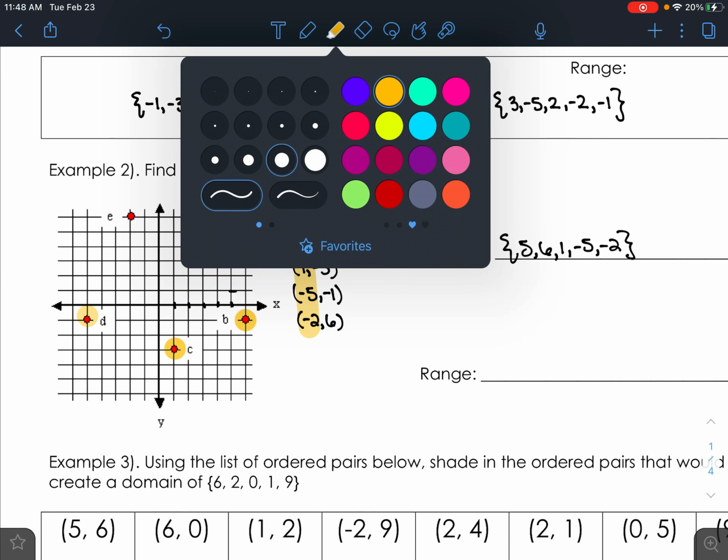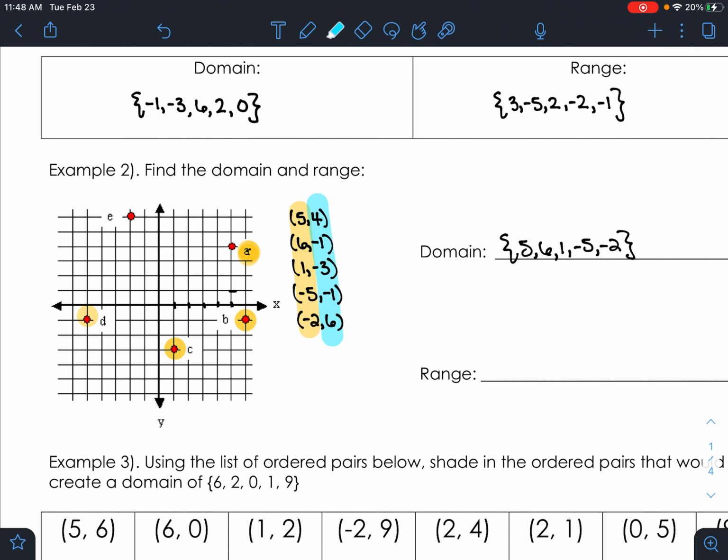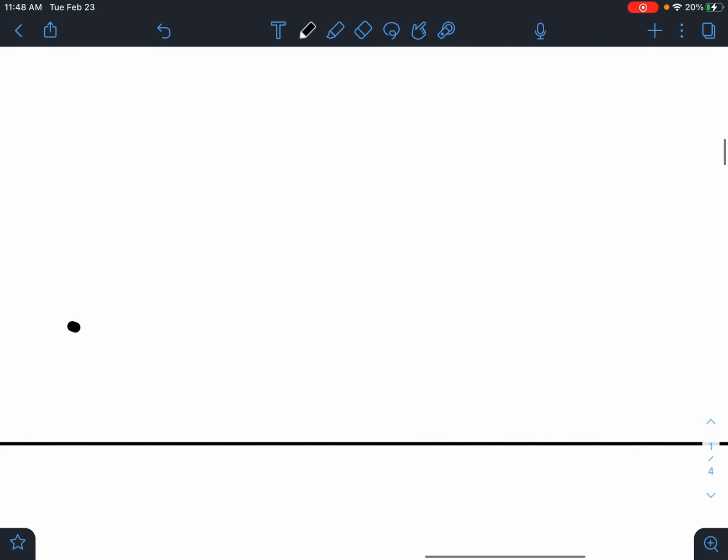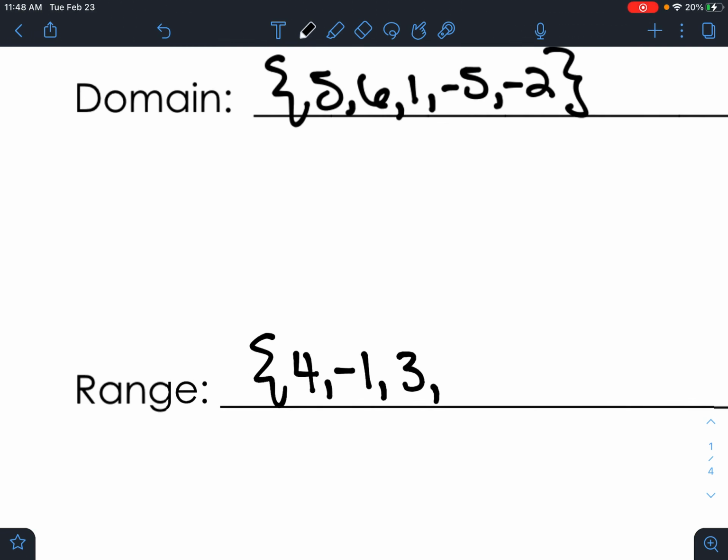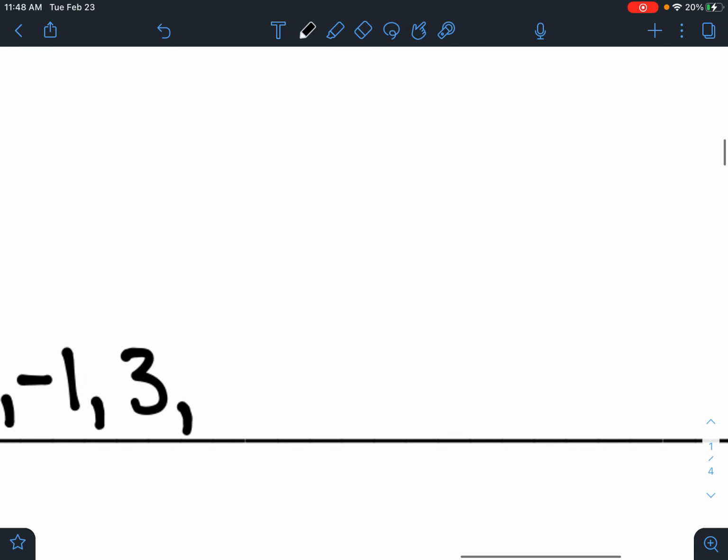And then my range, I'm going to just go ahead and list this column right here. So I'm going to list 4, negative 1, 3, but then I have another negative 1 and I'm not going to list it, and then 6.